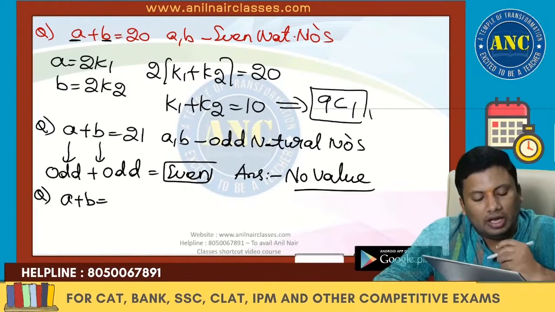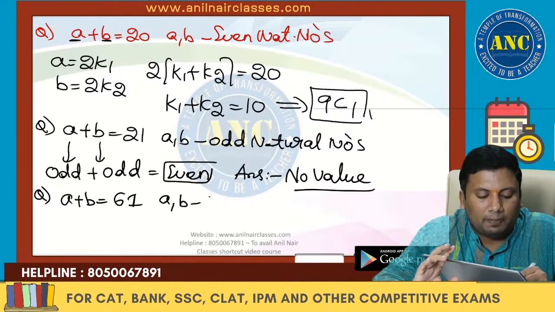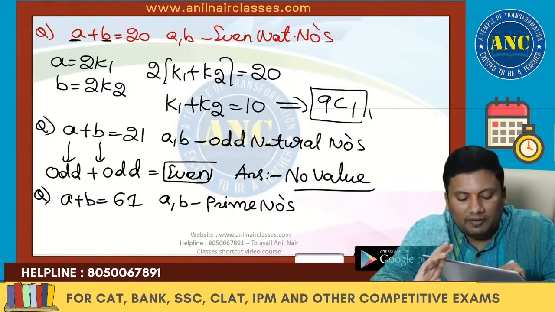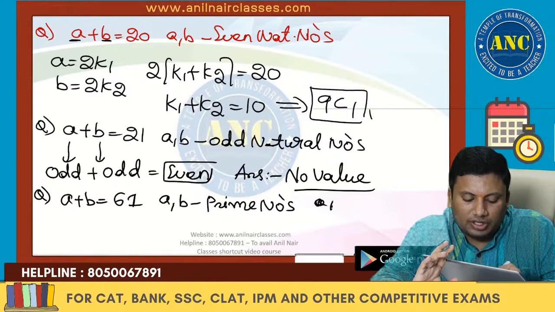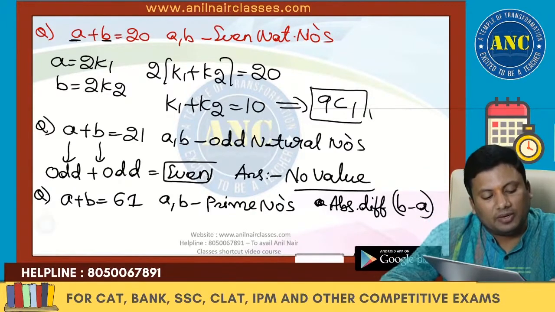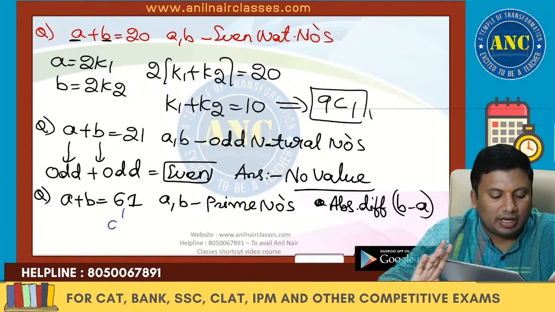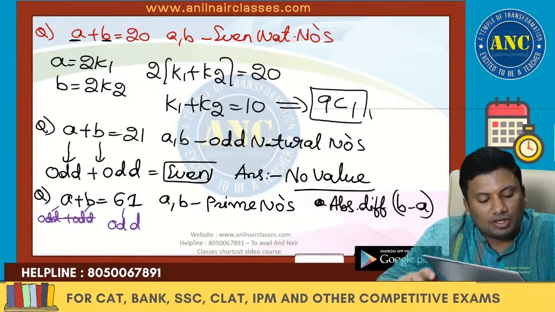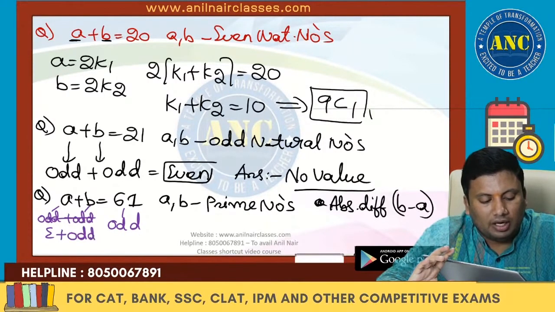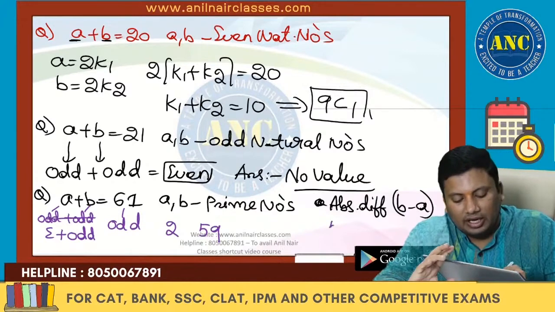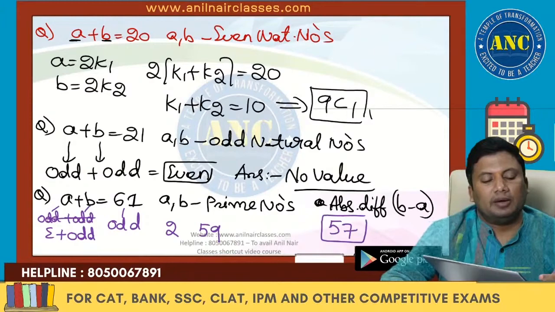A plus B is equal to 61, and A and B are prime numbers. How many values are there for A? What is the absolute difference B minus A? 61 is nothing but an odd number. If I take this as an odd prime and this as an odd prime, odd plus odd is an even number, but I want odd. That means one should be even and another should be odd. That means one value will be 2 and another value will be 59. 59 minus 2 is nothing but 57.